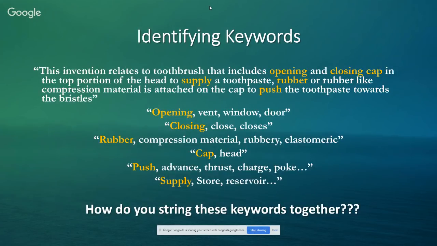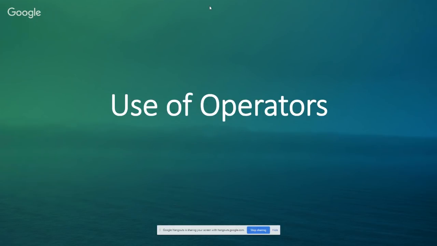This is just a summary putting together all the keywords that we have extracted using a dictionary or thesaurus. These are listed here: opening, vent, window, closing, rubber, cap, push, supply. But the key is, having found these keywords, how do you string them together? That will determine whether you are on a path to finding the relevant prior art. One can do this by use of operators. What are operators?